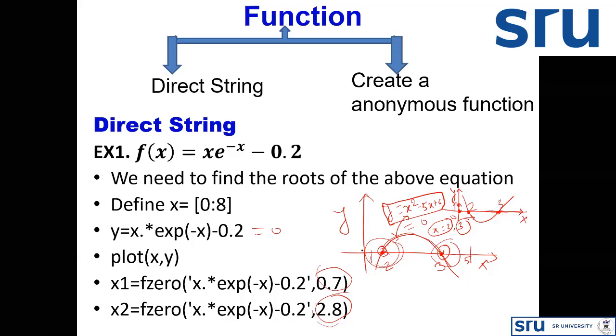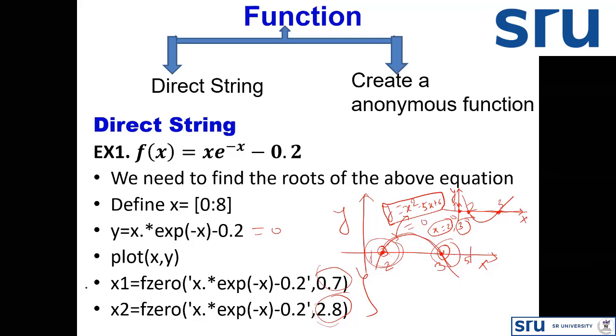Using the first initial guess value, you have to find out the first root. So x1 is equal to fzero, then the function as a string, and then the initial guess value. Similarly x2, using the other initial guess value. In this way, you will get both the roots of the equation using this command itself. You only have to plot the graph to find out the initial guess. Otherwise, there is no significance of plotting the graph.